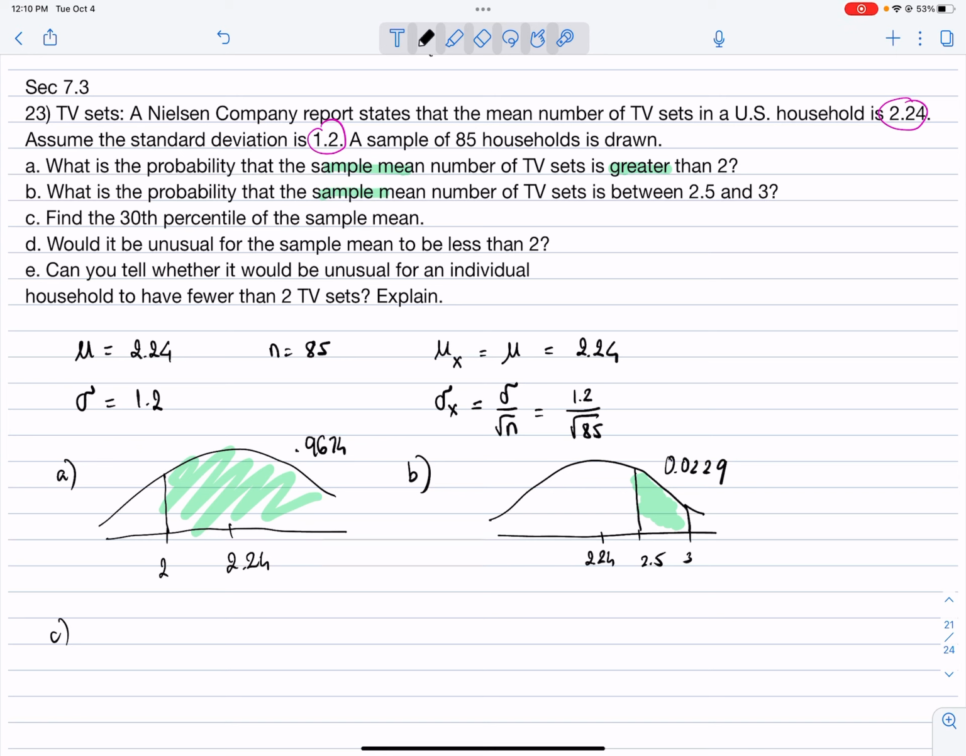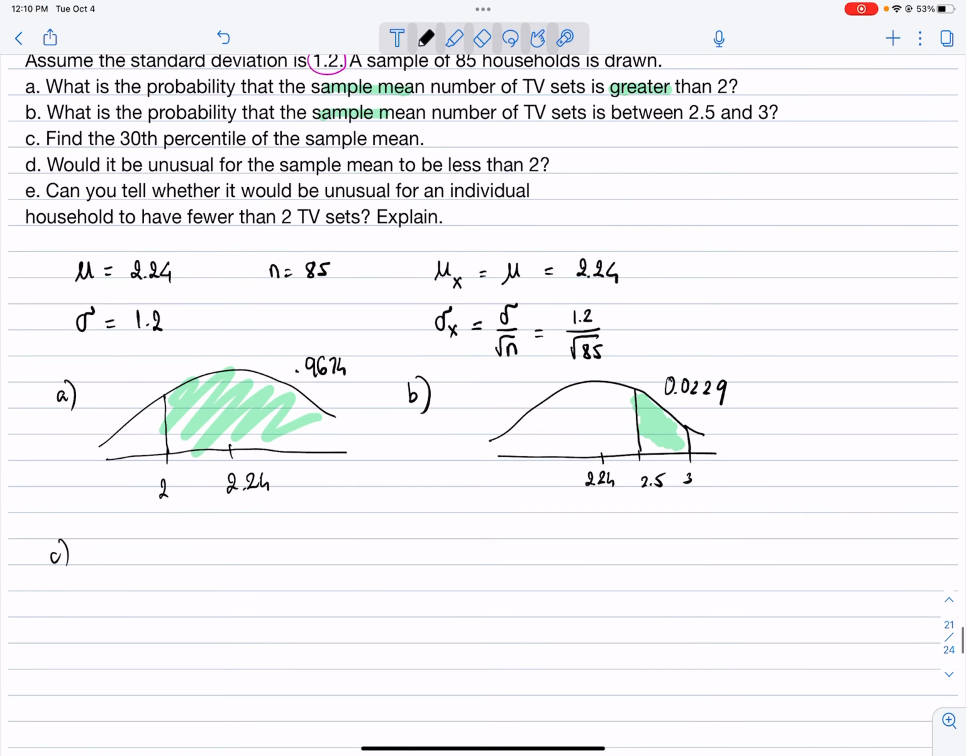Part C, find the 30th percentile. So this gives us the probability, which is 0.3, for the percentile. And every time we have a percentile, it's counting from the smallest number. So right here is 50%, and 30% is about like this. This is 30% or 0.3, and we want to find the x value. So basically this problem is asking what the x value is when they give us the percent number.